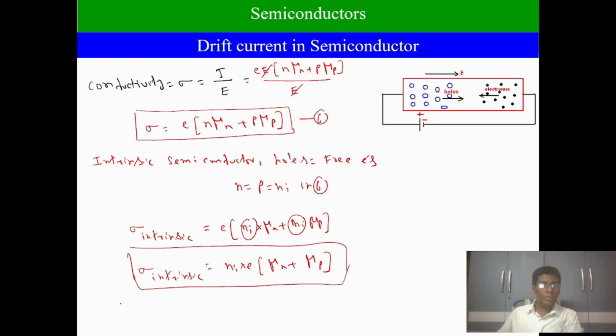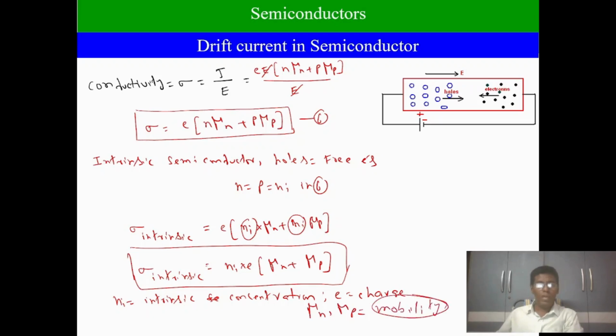In that expression, what is the meaning of ni, my dear students? ni is the intrinsic concentration, and e is the charge of the charge carrier, where mu n, mu p are the mobilities of the charge carriers. So this is about the drift.